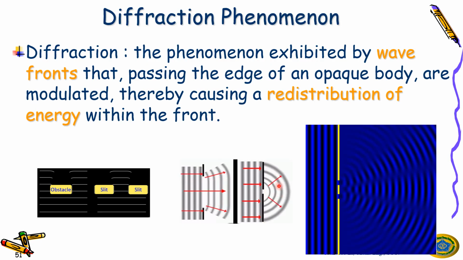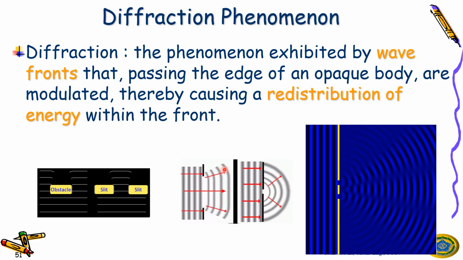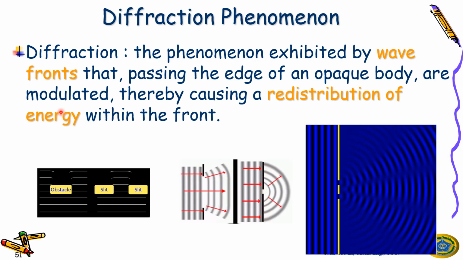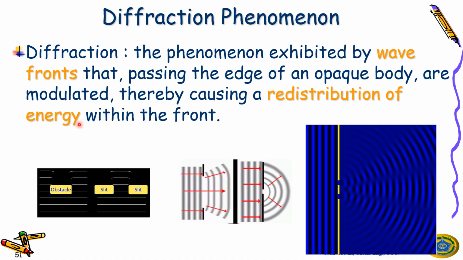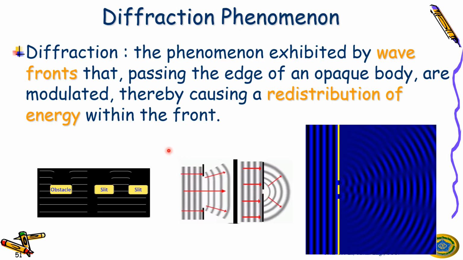Diffraction is the phenomenon of inhibition of the wave front. This is the wave front, right? The wave front passes the edge of an opaque body. This is called an opaque body, right? The wave fronts are modulated, thereby causing a redistribution of the energy. So this front is actually energy.